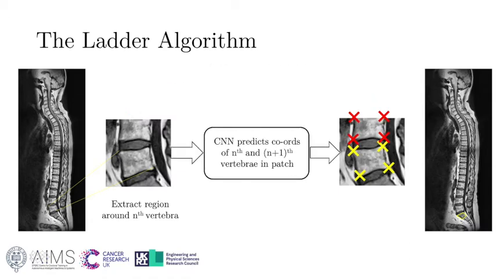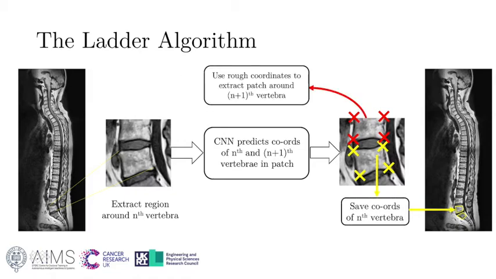Again, we feed this patch to the same neural network, which will predict the coordinates of L5, and this time the vertebra above it, L4. Again, we save the coordinates for L5, and we use the predictions for L4 to extract a new patch. And we can continue iterating up in this fashion, moving up the spine, with each iteration both extracting the locations of a vertebra and also proposing a patch surrounding the vertebra above it.